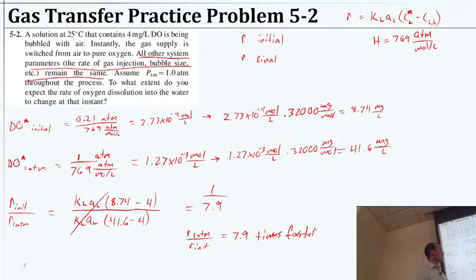So 8.74 minus 4 milligrams per liter divided by 41.6 minus 4 milligrams per liter. Would have been fine to leave all these in moles per liter. Should come out to the same ratio. And that would be about 1/8. So essentially the pure oxygen scenario is providing just under 8 times faster of a gas transfer rate. Or the air way is doing 8 times slower, or 1/8 of the speed.